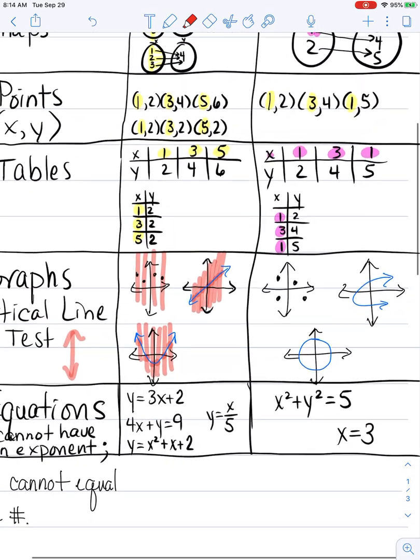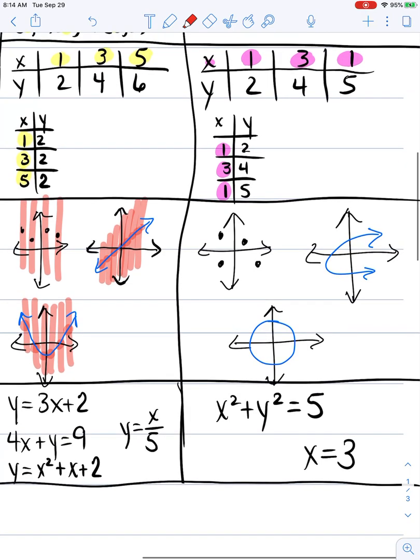So let's look at some that fail the vertical line test. Right here. Look at that. This touches that vertical line in 2 places, so that is not a function. It fails the vertical line test. This one fails it all kinds of times. Each one of these vertical lines gets touched 2 times, so it fails the vertical line test. That graph is not a function.